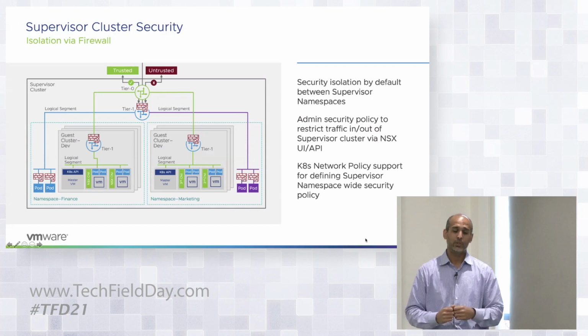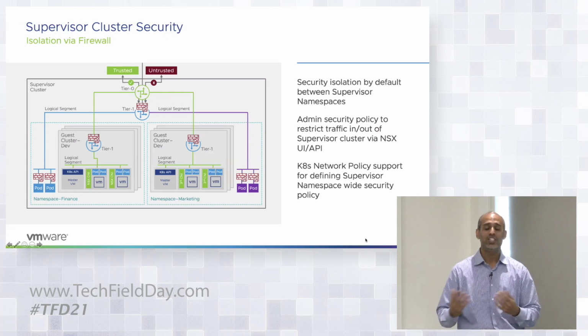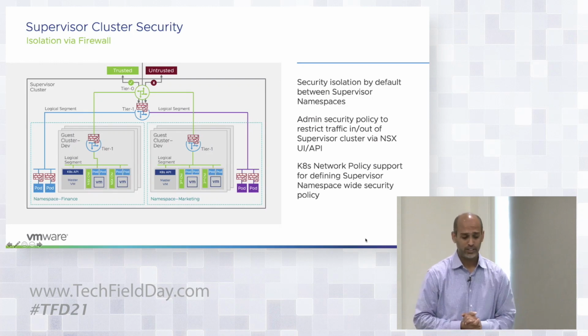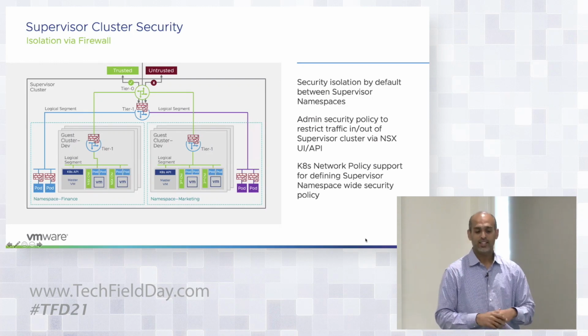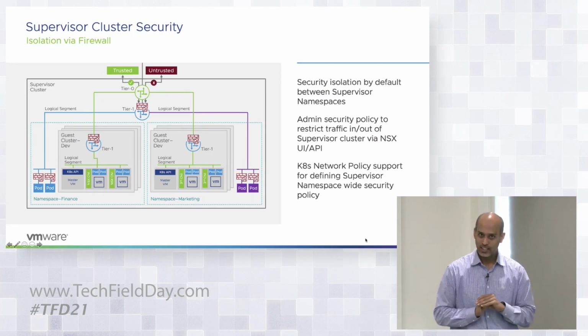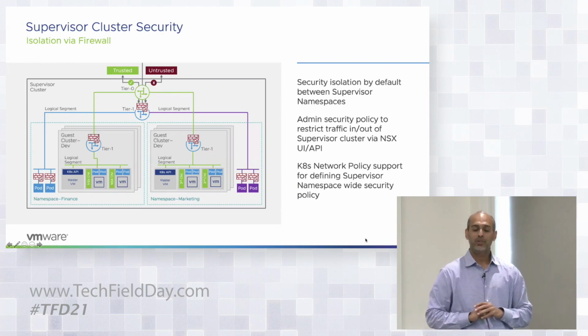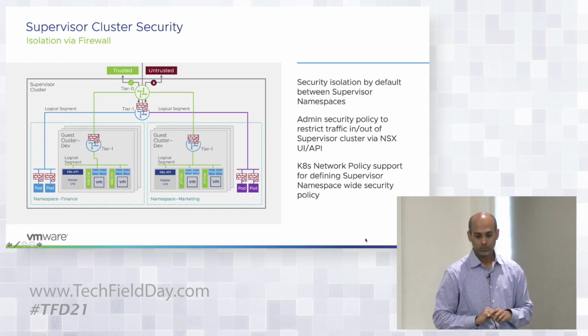The next thing is, from a DevOps perspective, the DevOps persona has the ability to allow or deny which entity can talk to the application via network policy in Kubernetes. Behind the scenes, NSX goes and realizes the Kubernetes network policy on the supervisor cluster via the distributed firewalling service.